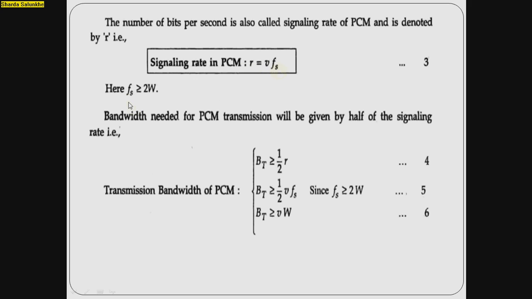Here the sampling frequency Fs is greater than 2W. So the bandwidth needed for the transmission will be half of the signaling rate. So the PCM transmission bandwidth Bt is greater than or equal to 1 by 2 of r, that is, half of the signaling rate, or the transmission bandwidth is greater than or equal to 1 by 2 V into Fs. Since Fs is greater than 2W, you can write the transmission bandwidth is greater than or equal to V into W.